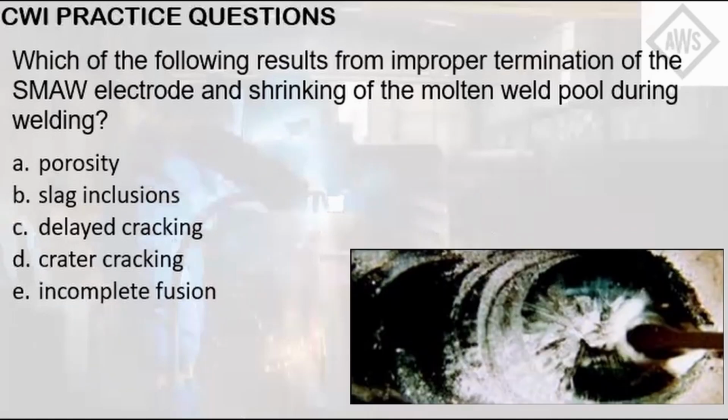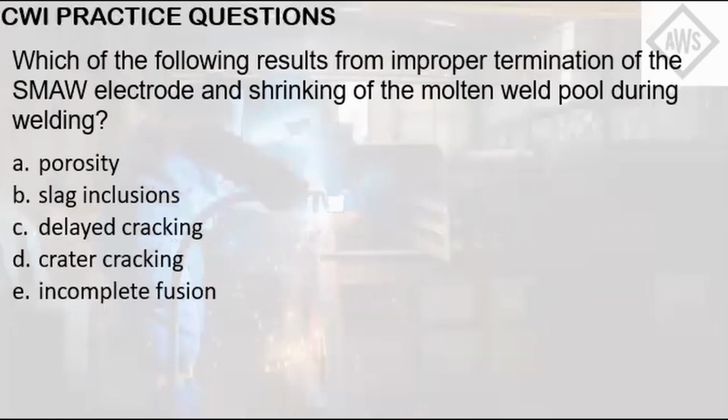Crater cracking occurs at the termination point of individual weld pass. If the technique used by the welder to terminate the arc does not provide for complete filling of the molten weld puddle, the result will be a shallow region or a crater. Hence the answer here, letter D, crater cracking. It is a result of improper termination of the arc by the welder, which does not provide a complete filling of the molten weld puddle.